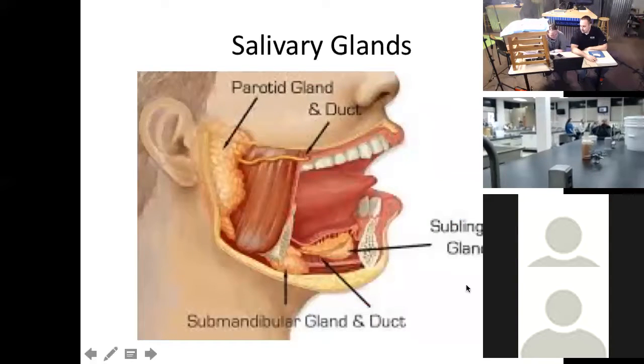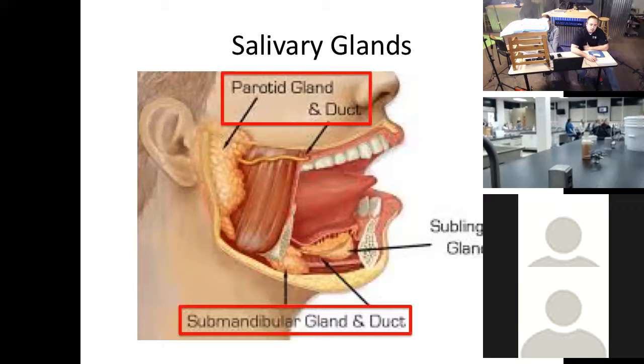The last thing that we're going to talk about is the salivary glands. And the salivary glands produce saliva, which gets secreted into the mouth. That's important because it contains enzymes which start to break down food, and they also contain immunoglobulins which help to fight pathogens that could cause an infection. There's 3 different salivary glands on each side of the mouth. They're the parotid gland, the submandibular gland, and the sublingual gland. We'll talk about each of these a little bit more.